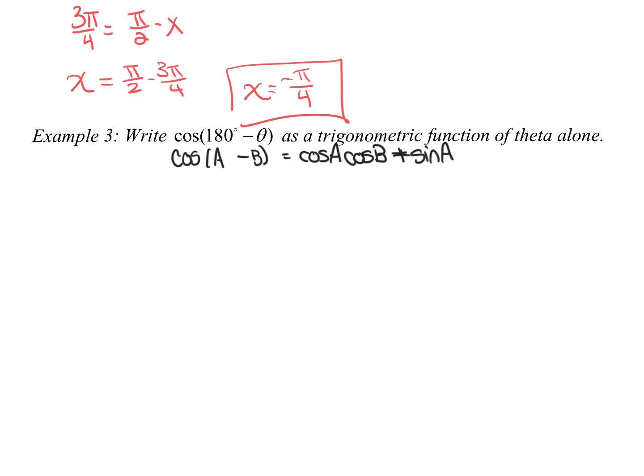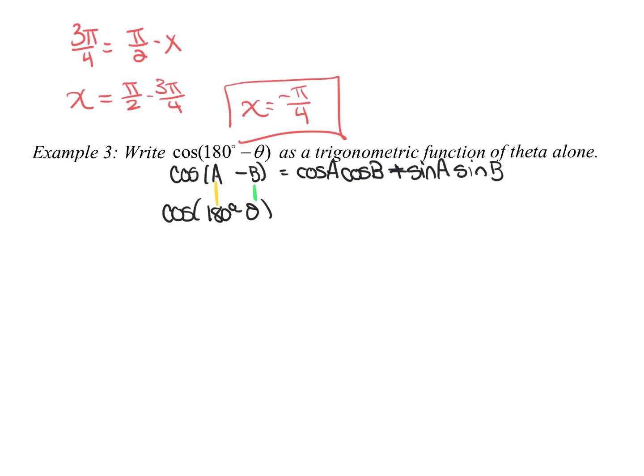sine A, sine B. So cosine of 180 minus theta, 180 is A, theta is B, that doesn't get confusing, is going to equal cosine of 180 degrees, cosine of theta, plus sine of 180 degrees, sine of theta.